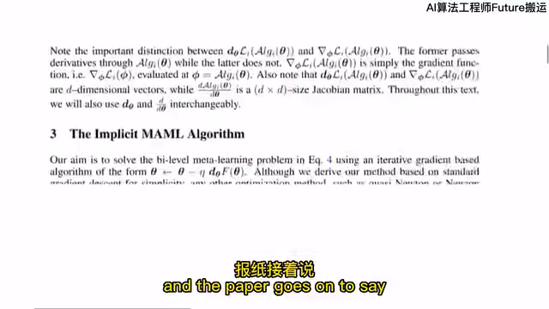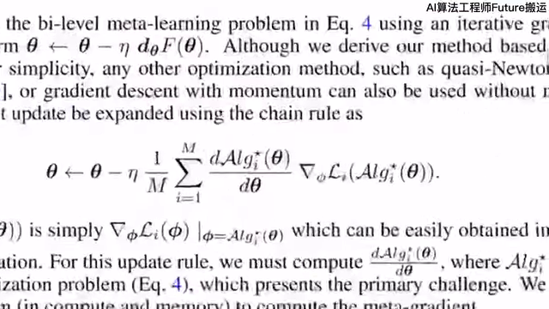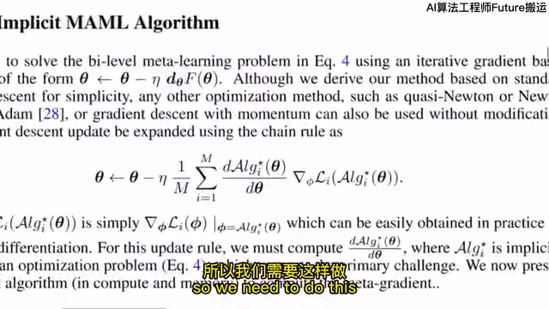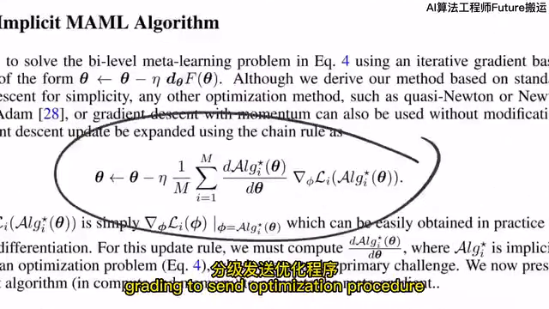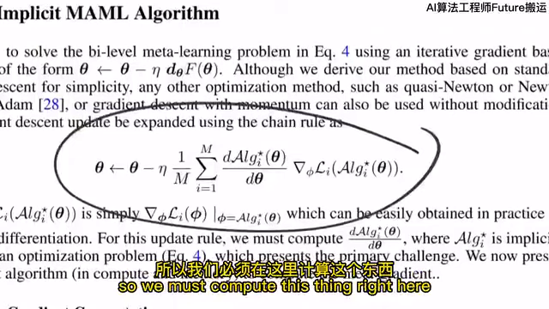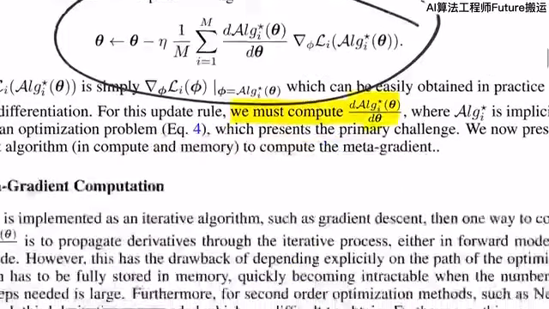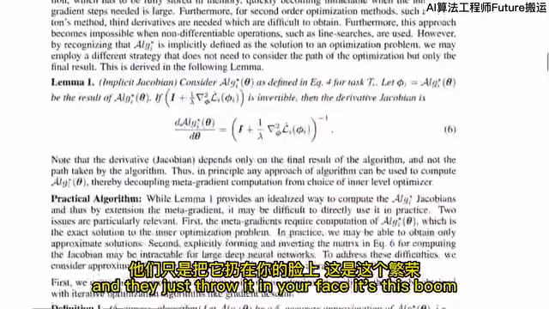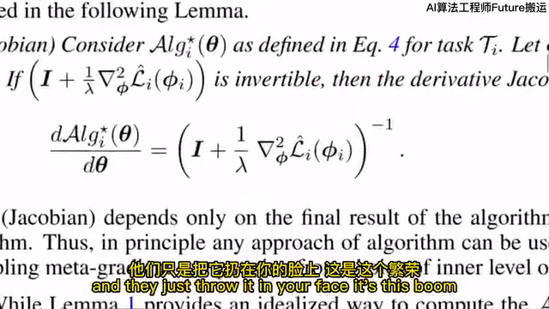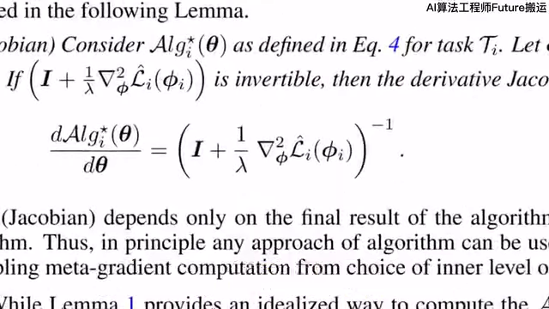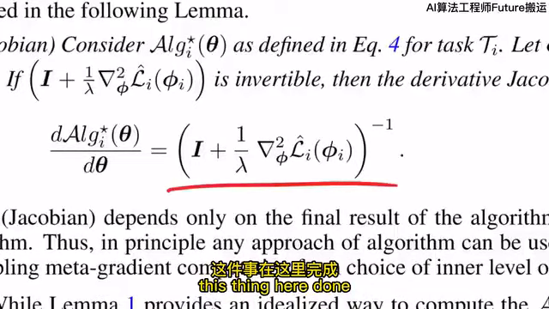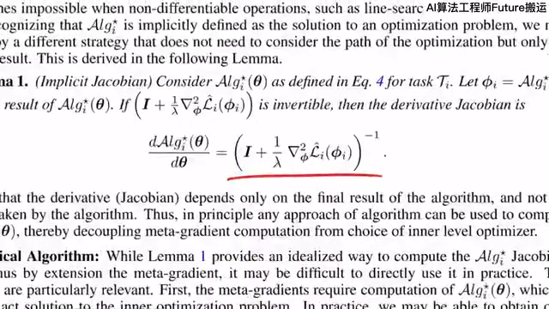And the paper goes on to say, well, okay, so we need to do this. This is the entire gradient descent optimization procedure. So we must compute this thing right here. And they just throw it in your face. It's this. Boom. This thing here. Done. Let's go on. No.